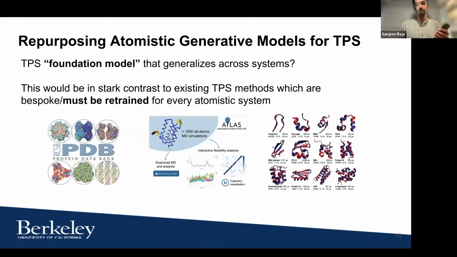But what's in common with all those methods is that they need to be retrained for every new atomistic system of interest. And so there's very little to no reuse of representations that you learned for a previous system on a new system. And so we want to change that state of affairs by using these general purpose, well-trained generative models in a zero-shot fashion if possible.